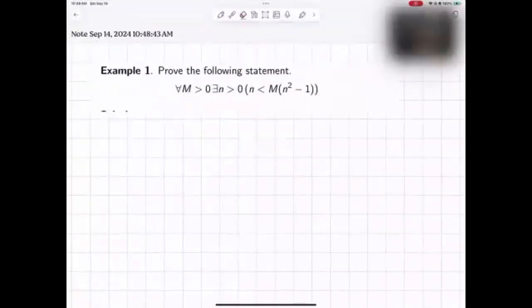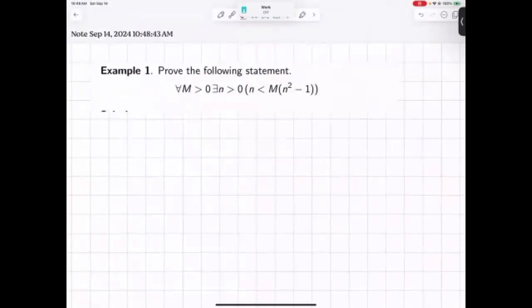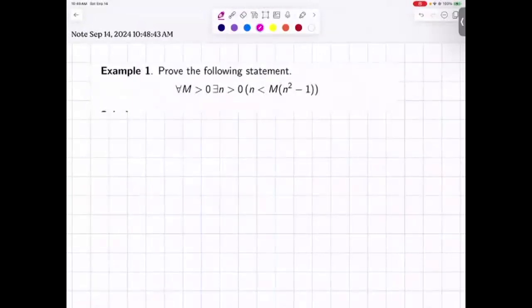Hello, all. We are going to be starting today by looking at the following example. So, we're going to try and prove the following statement. As a reminder, we're just going to write this out in words so that we don't get lost in what each of these terms mean. So, let's do some color highlighting here just to help us out.